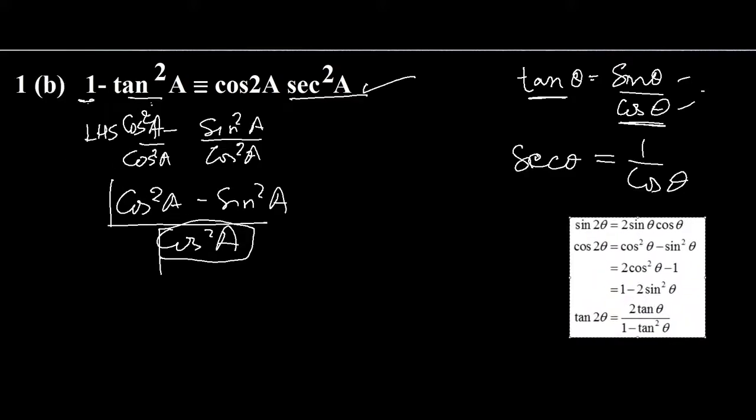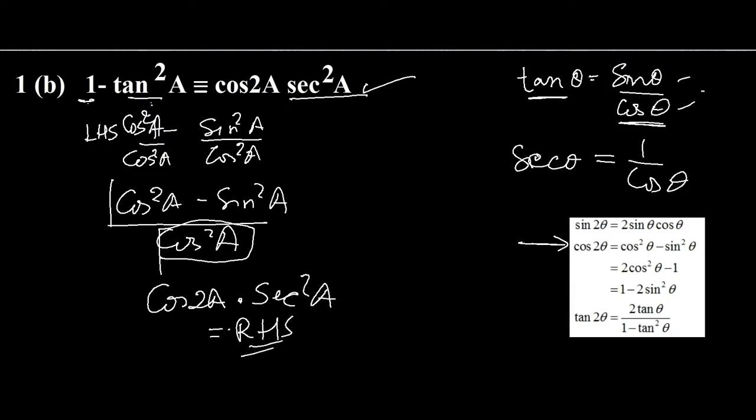Here it is. So we can clearly see here there is an identity which is cos square minus sine square, and that is cos 2 theta. Here we write cos 2A. And we know 1 over cos square is already secant square. We got it. Right hand side, we proved the identity.